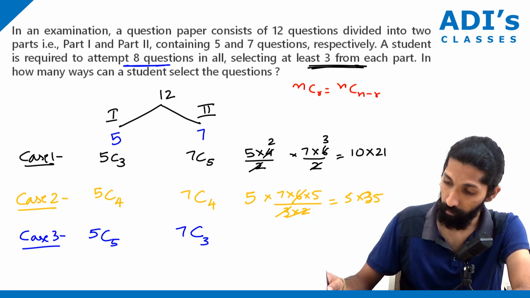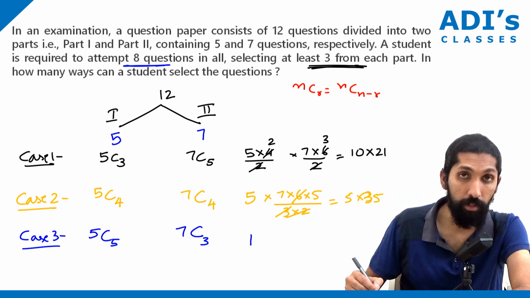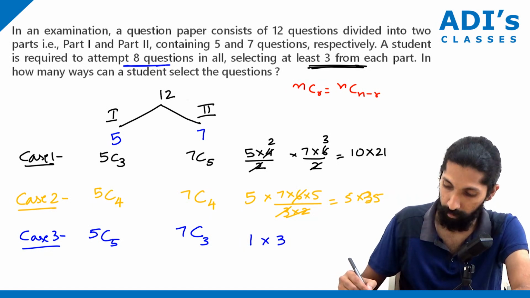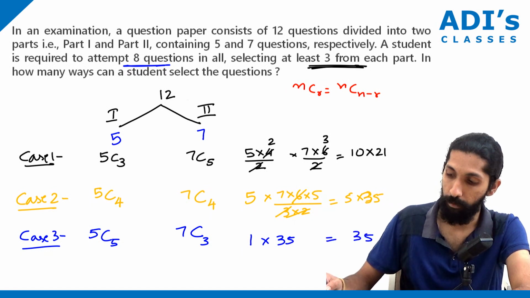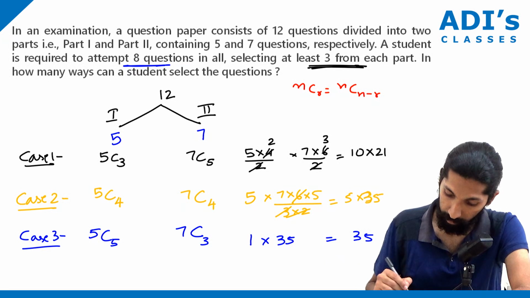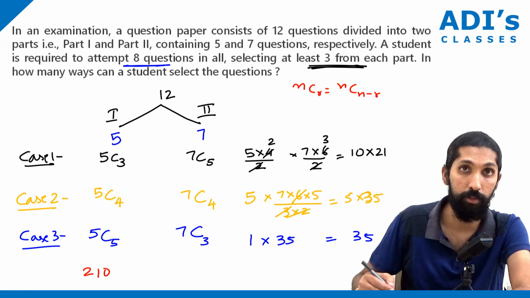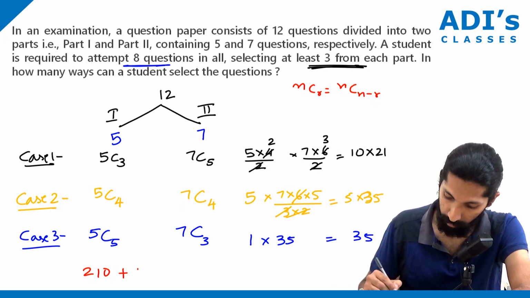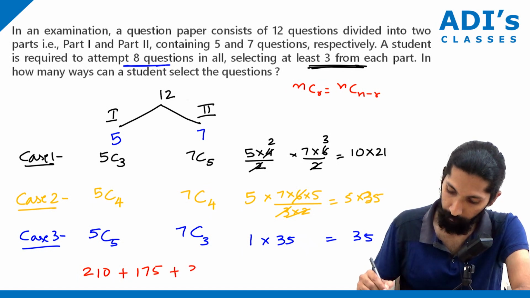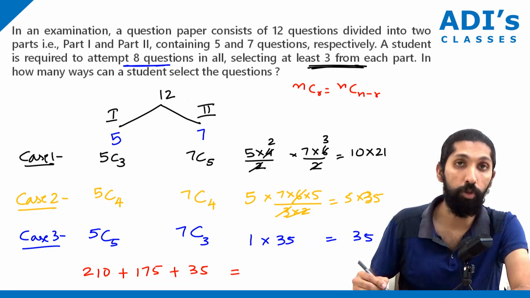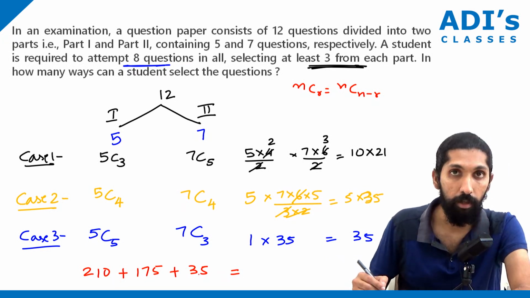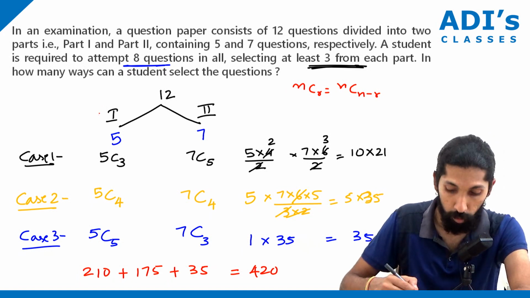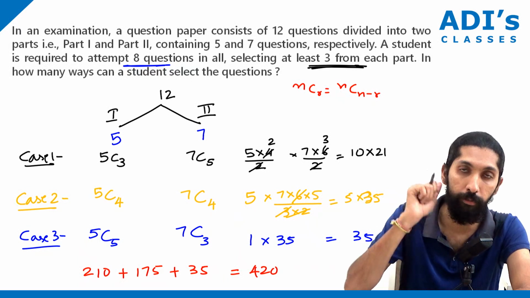Right? Last one. 5C5 is 1 into 7C3 is 35, because just now we did it. 35, which is going to be 35. So what do we get in total? We get 210 from the first one plus 35 times 5, which is 175 plus 35. Correct? So the total number of ways is going to be 420. So the number of ways a student can select the questions is going to be 420.